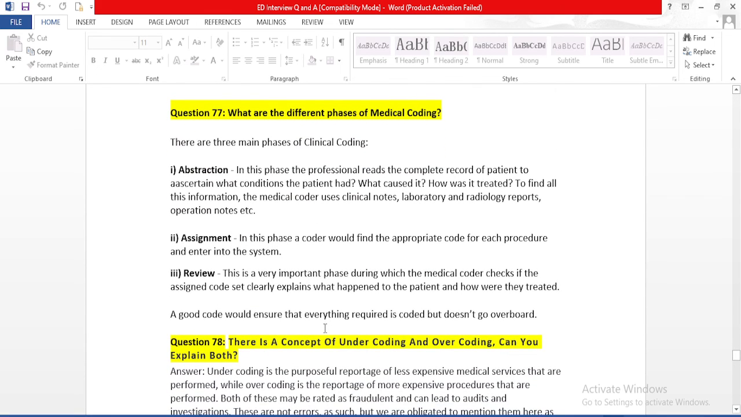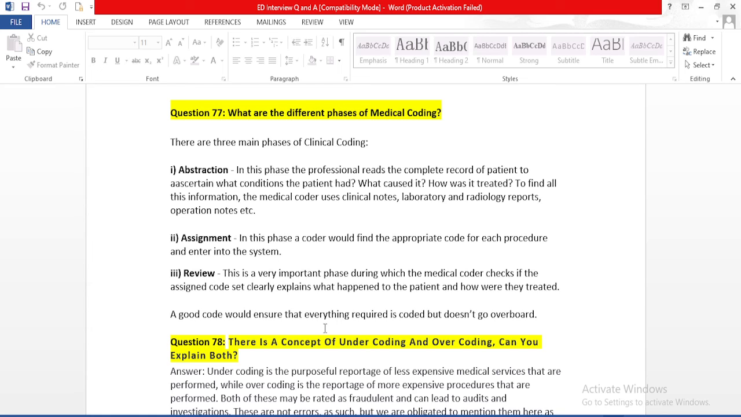Next question. What are the different phases of medical coding? So usually we have three phases. One is abstraction. In this phase, the professional reads the complete record of the patient to ascertain what condition the patient had, what caused it, how was it treated. To find out all this information, the medical coder uses clinical notes, laboratory and radiology reports, operation notes, and so on. So basically abstraction means as a coder we need to read the whole documentation and we need to decide what are the things we need to consider for coding.